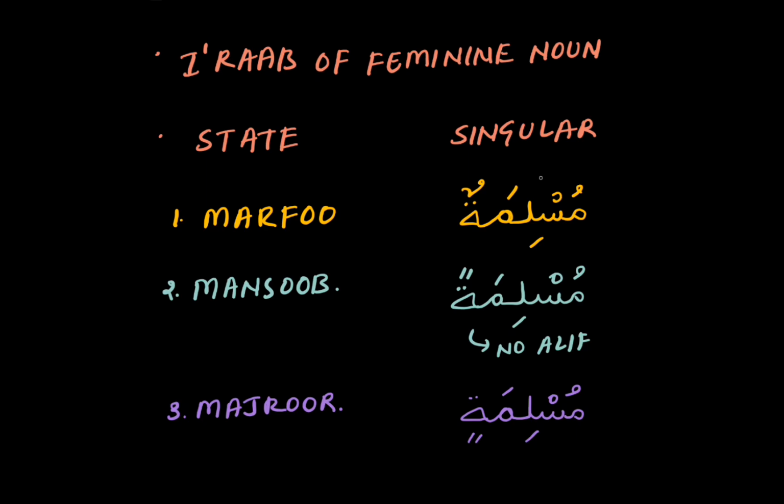So these are the three states of the feminine nouns. In the marfu state, the closed ta will have double dhamma. In the mansub state, the closed ta will have double fatha, and in the majrur state, the closed ta will have double kasra. These are the singular feminine nouns.